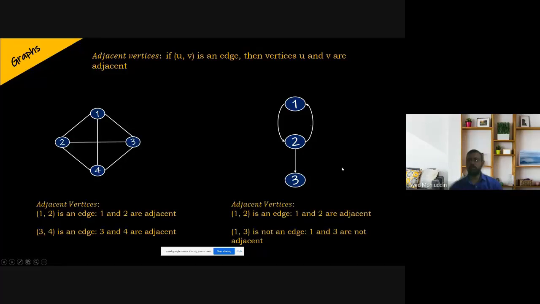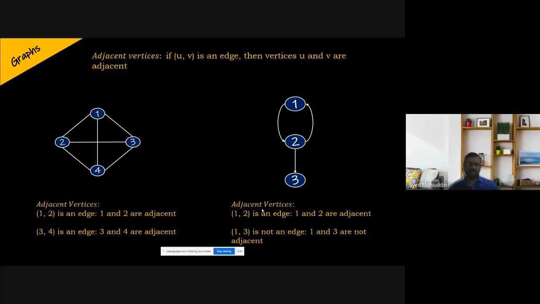Now what about this graph on the left side? 1 and 2 is an edge, so 1 and 2 are adjacent. 1 and 3, there is no edge between 1 and 3. So note, vertex 1 and vertex 3 are not adjacent vertices. So adjacent vertex means if u and v is an edge, then vertices u and v are adjacent vertices, or they both are adjacent.